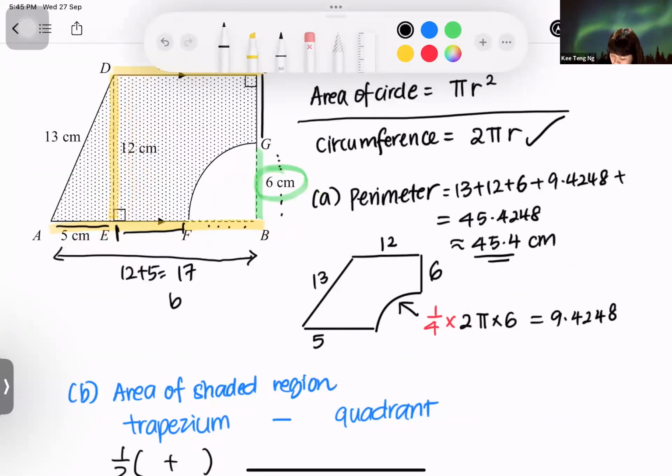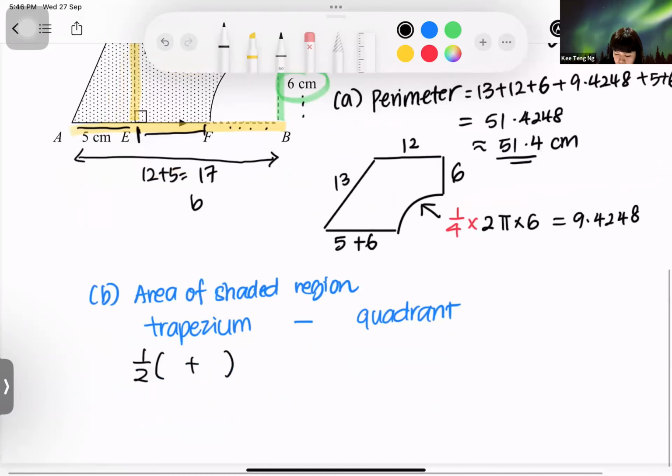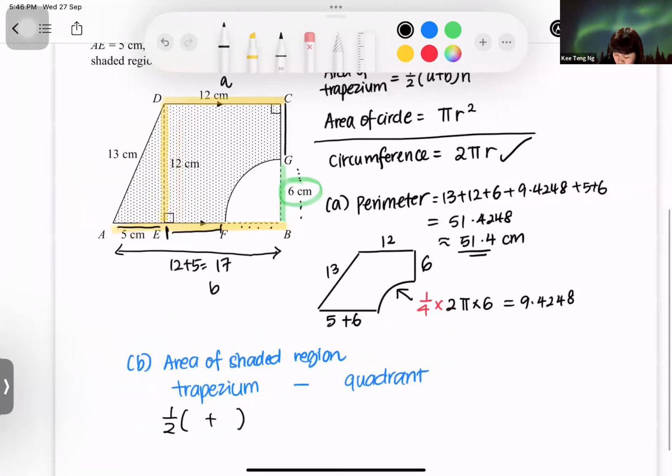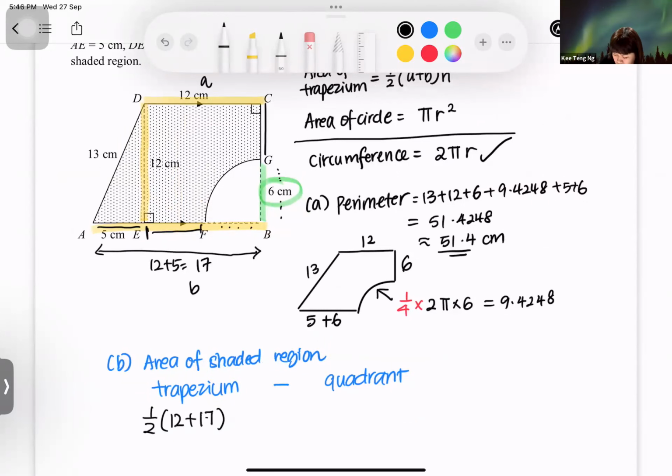Okay, 5 plus 6 plus 5 plus 6. 5 plus 6 is 11, right? Plus one more 6. So this answer is not correct already. 45 plus 6 is 51. Sorry, I got the wrong answer. Okay, so 51. Area of trapezium is half times (12 plus 17) times the height.